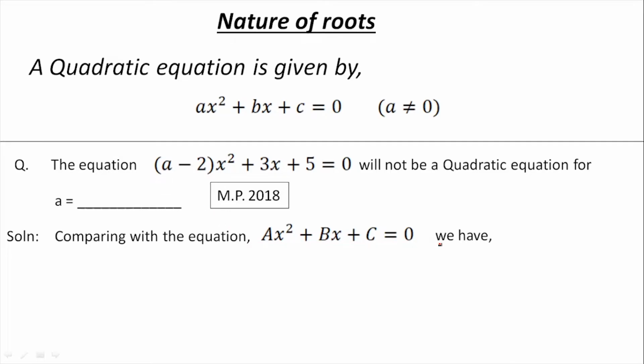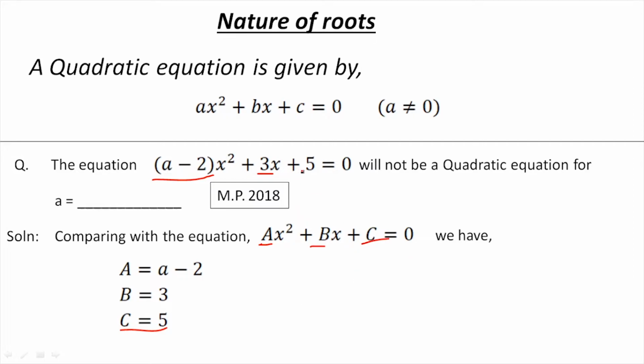Now after comparing this equation, we get capital A as small a minus 2, capital B will be equal to 3, and capital C will be equal to 5.